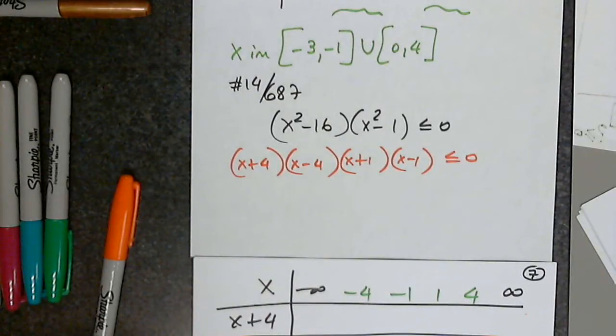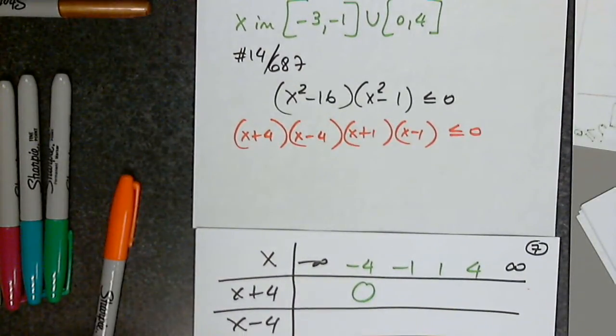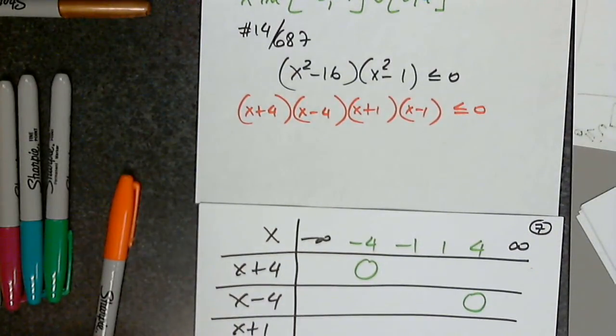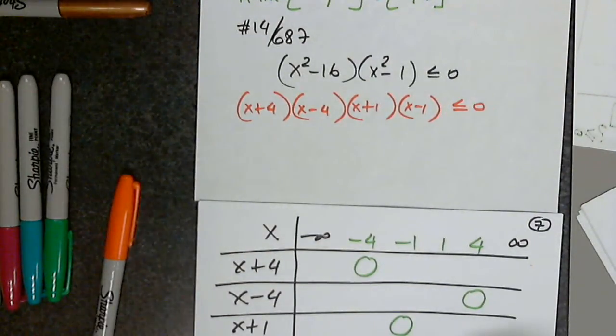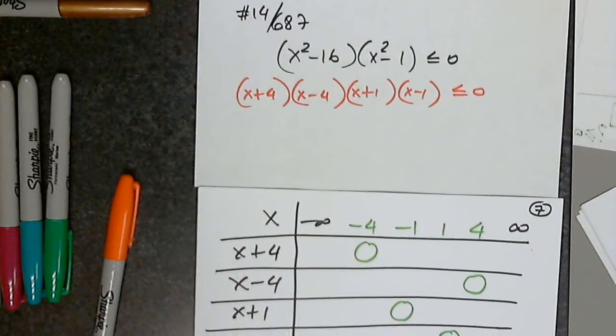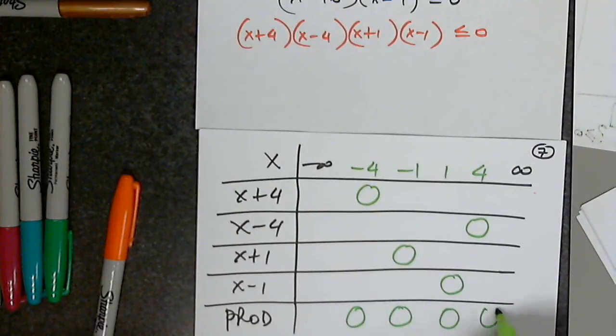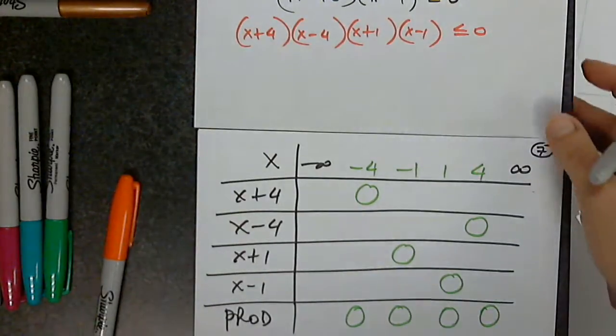Where is the 0 for x plus 4? Very good. Where is the 0 for x minus 4? Where is the 0 for x plus 1? And where is the 0 for x minus 1? What happens to the product under -4, -1, 1, and 4? All 0, because every time one of the factors is 0, the product will be 0. Perfect.